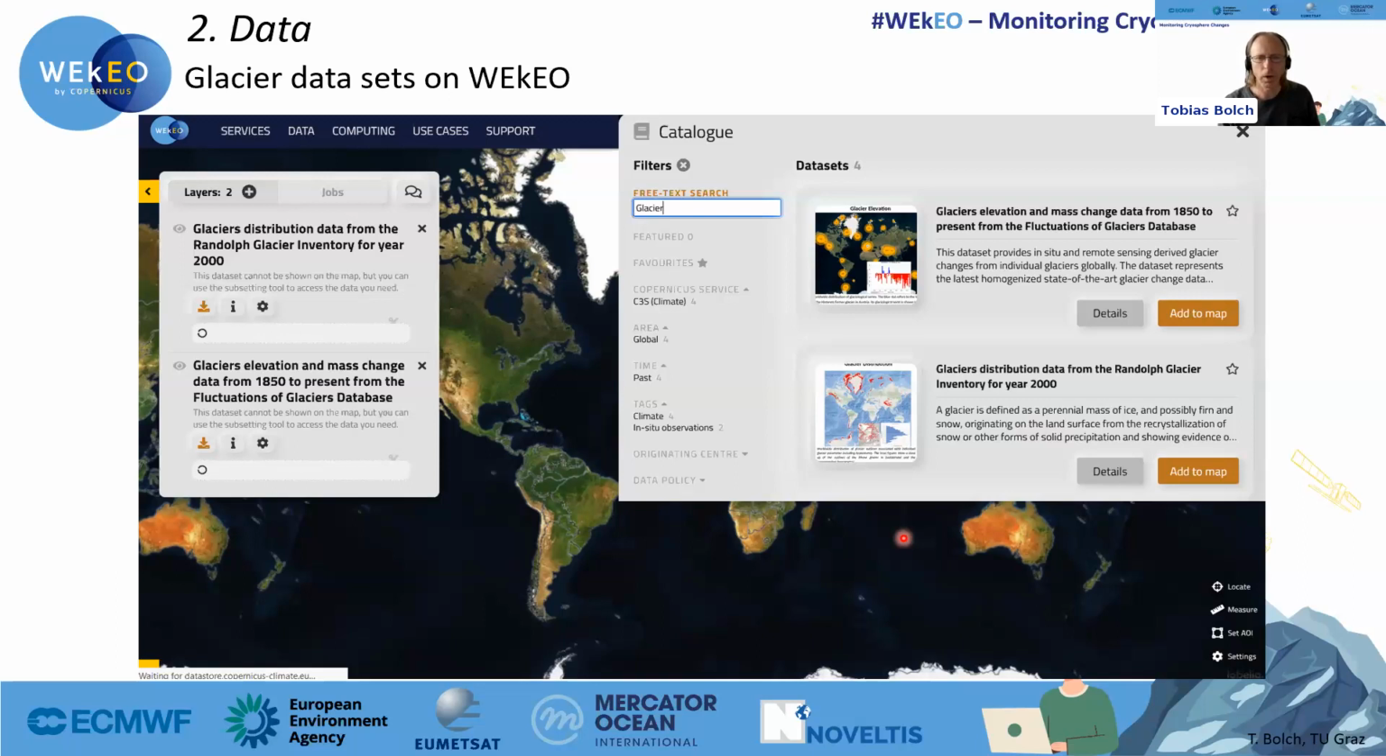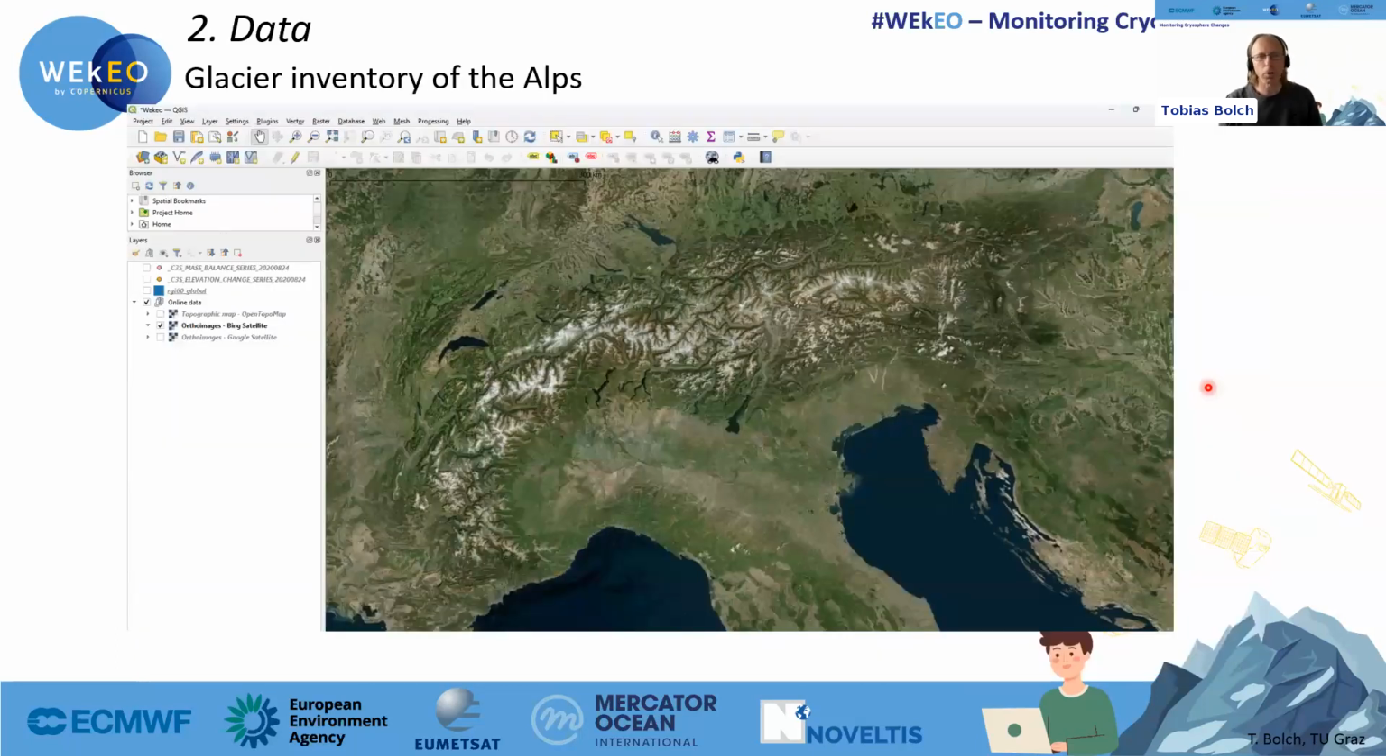The next RGI, which is significantly improved, will be released very soon, and will certainly also make it into the Copernicus and then WEkEO. And then you know where all the glaciers are. You have the information how the glaciers changed, right? So you have all the information needed to really investigate how the glaciers changed during the last decades. Let me now present some specific cases.